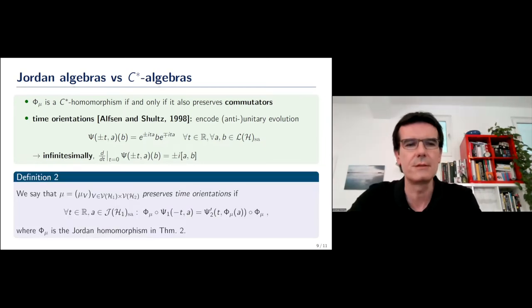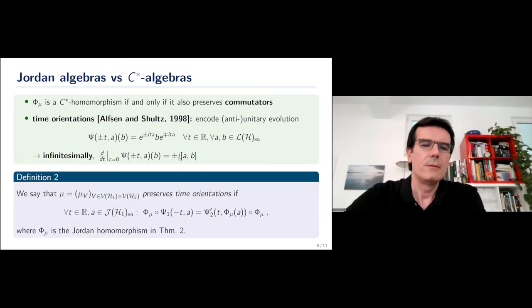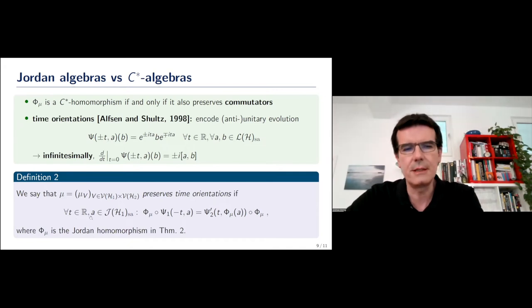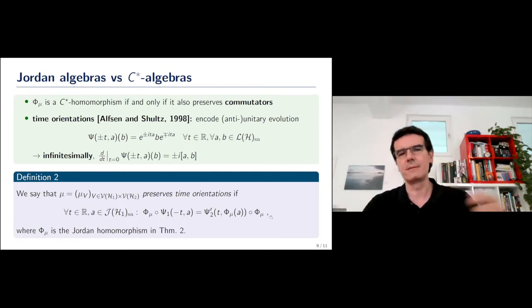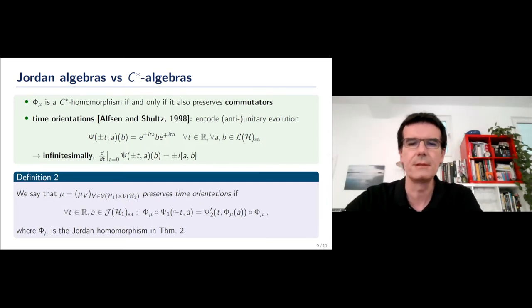And this leads to the following definition. We say that such a probability measure mu preserves time orientations if the following holds. For all t, for all times, and for all a in the self-adjoint operators of the first system, this here holds. It's basically, you can switch the phi mu with a time evolution. Some signs are in there somewhere, and for details you have to look at the paper. The minus is correct. It looks a bit weird at first sight. The phi mu, of course, is this Jordan homomorphism we had before.